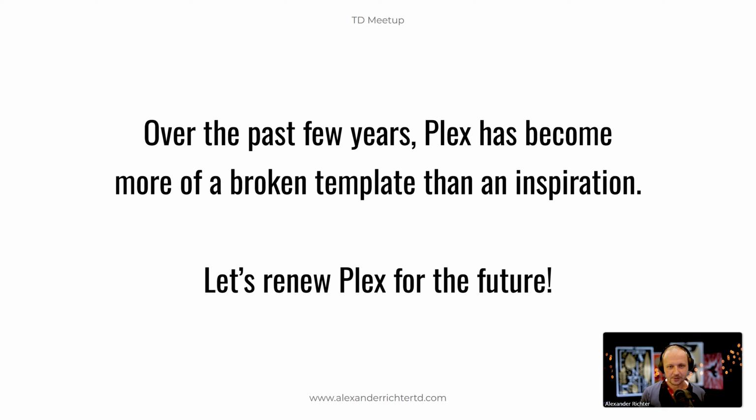It's just this one line that you need to change to trigger the API of the certain software, basically. And then over the past 4 years, Plex became more of a broken template than inspiration, because we changed from Python 2 to Python 3, from PySide 2 to PySide 6. A lot of things changed, software updates, and so on. And even though it was still kind of a good template, it was not really a base anymore. So what I decided last year, I wanted to renew it for the future. And that's what I'm currently in the process of doing.